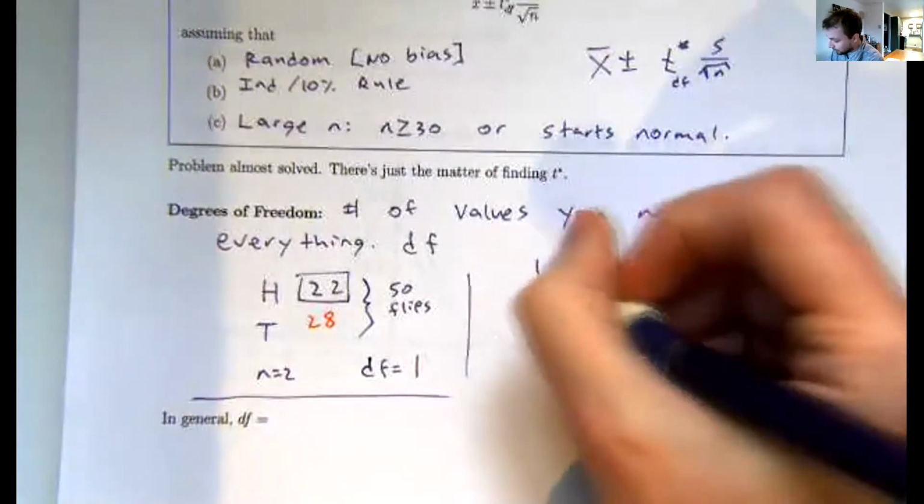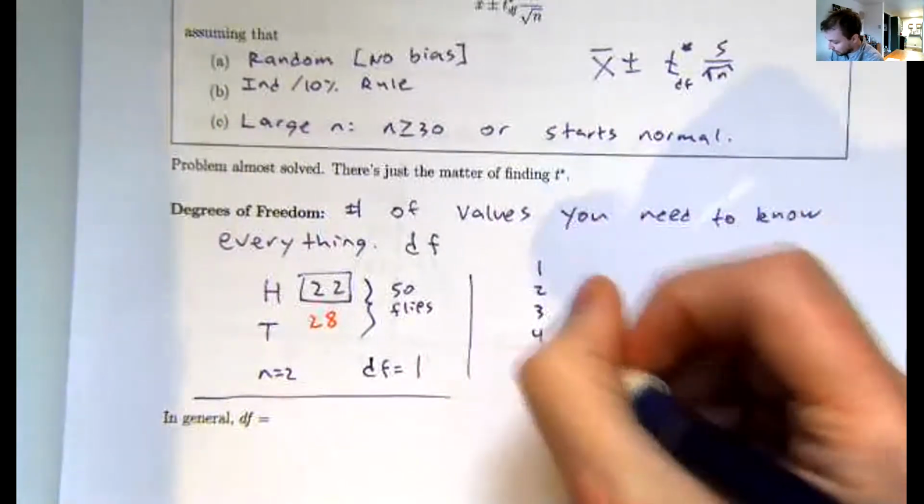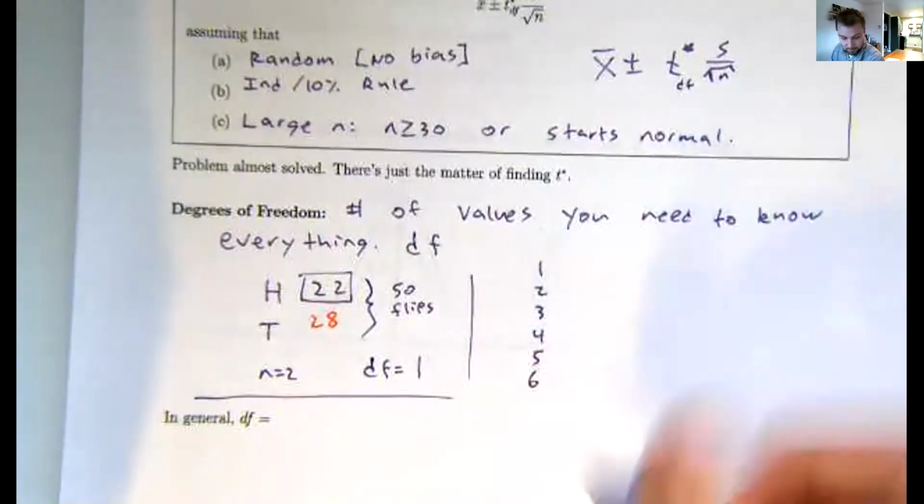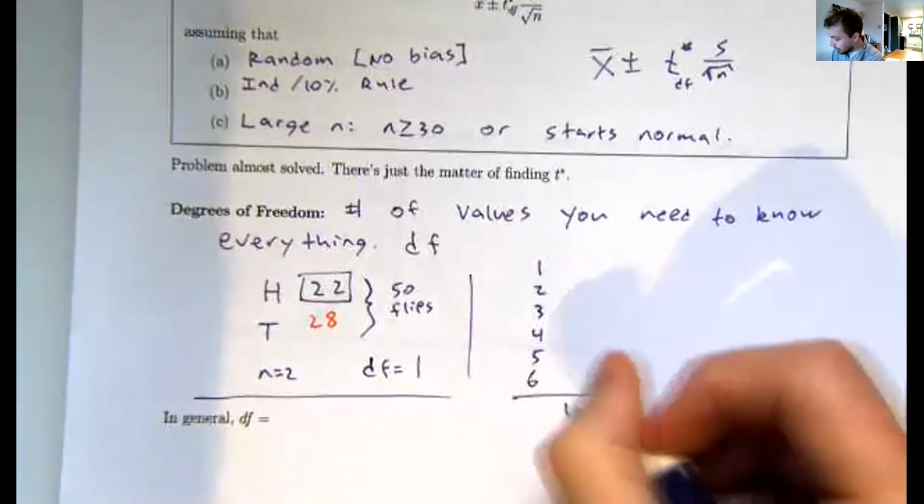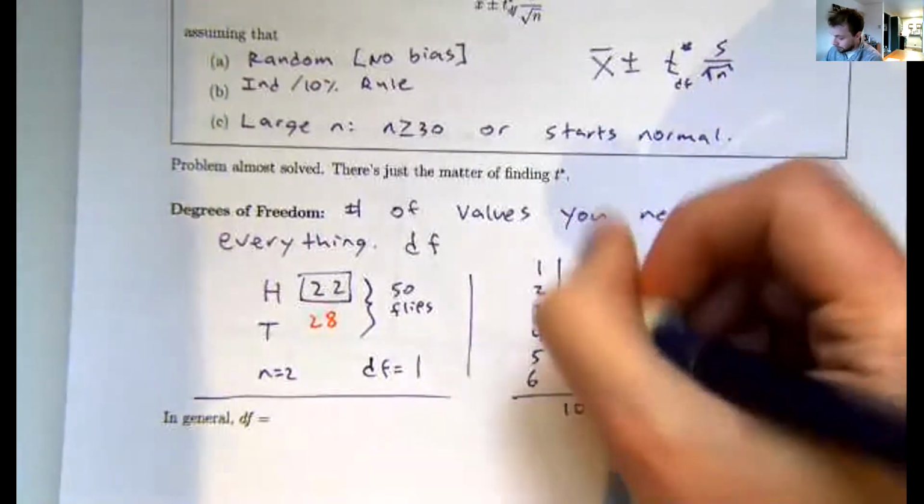Let's suppose I have categories 1 through 6. I'm looking at a die. And let's suppose in total, I have 100 rolls of this die.